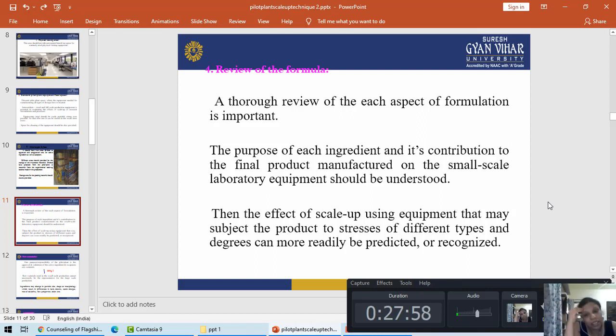Okay, then the effect of scale up using the equipment that may subject the product to stresses of different types and degrees can more readily be predicted or recognized. Okay, so we have to check all these things in the review of the formula.